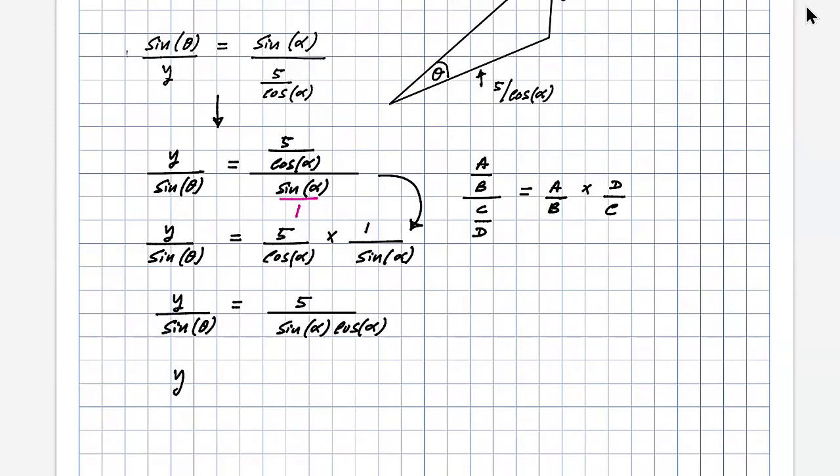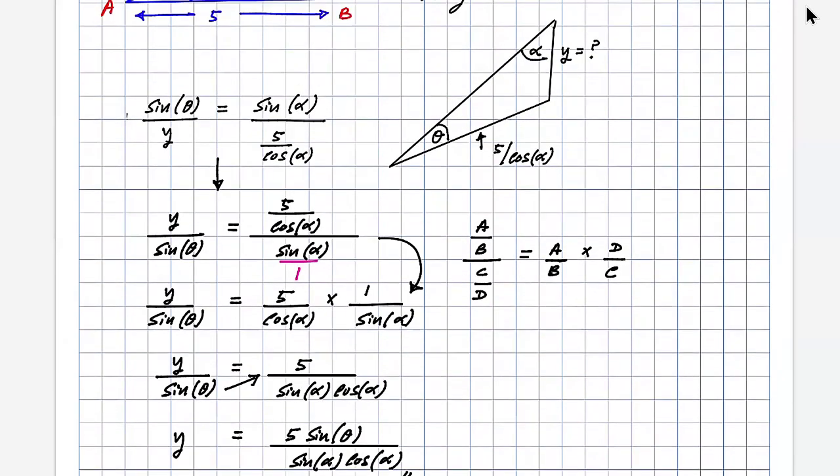Now I'm going to subject y. Now this one I can cross multiply to subject. So it's going to be 5 sine theta divided by sine alpha cosine alpha. That's the answer. It's okay, you couldn't do that, but understand.